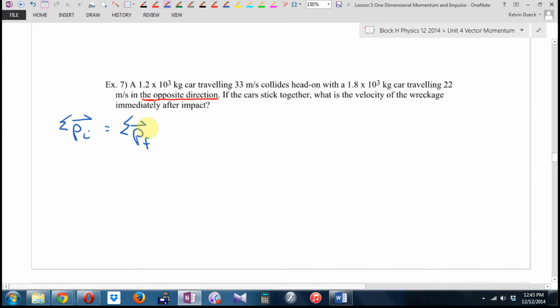Before the collision, what's moving? Car 1, car 2, or both? Both. Stuck together or separate? So let's write down as a vector equation the momentum of mass 1 initial plus the momentum of mass 2 initial.